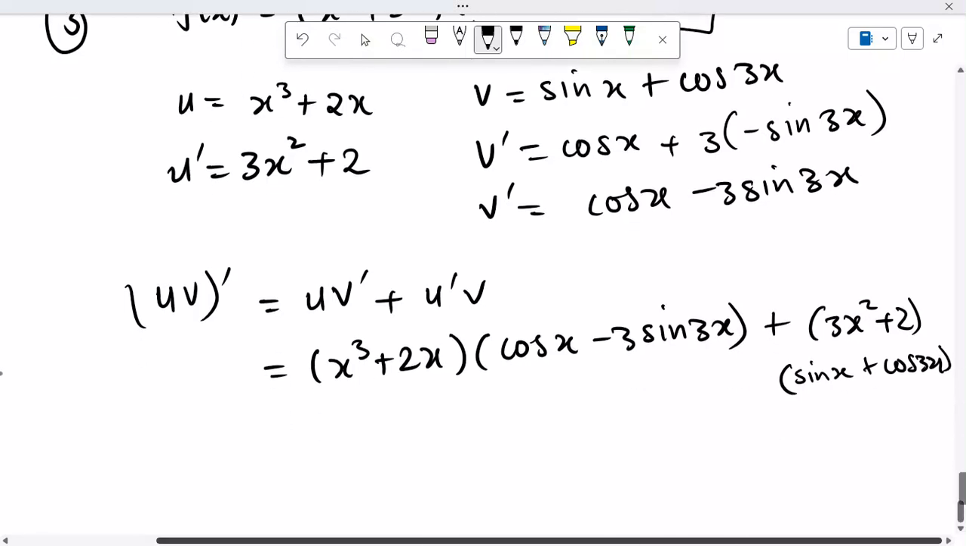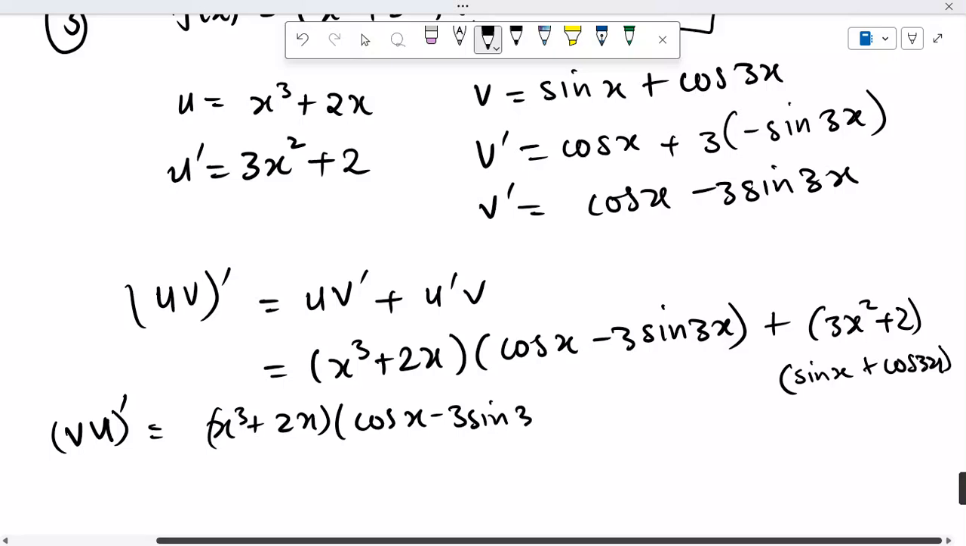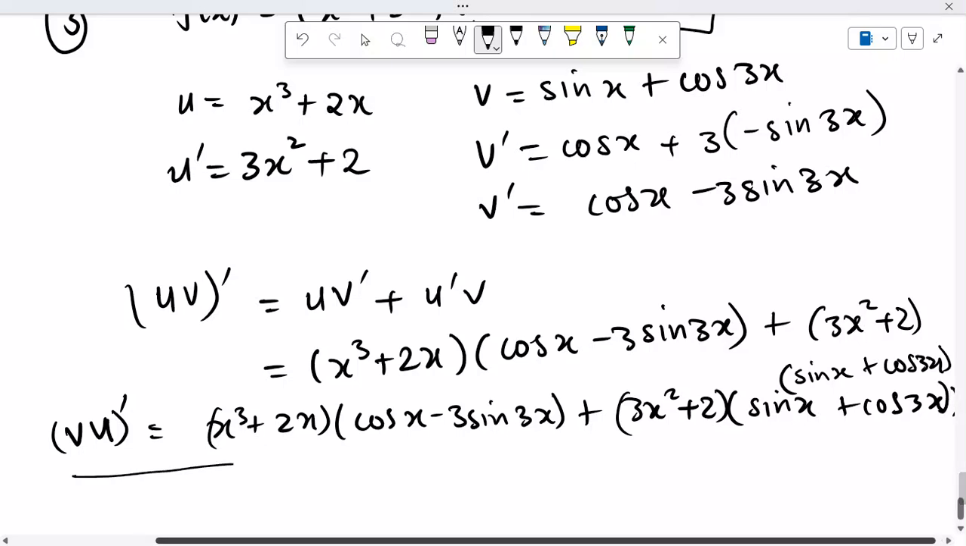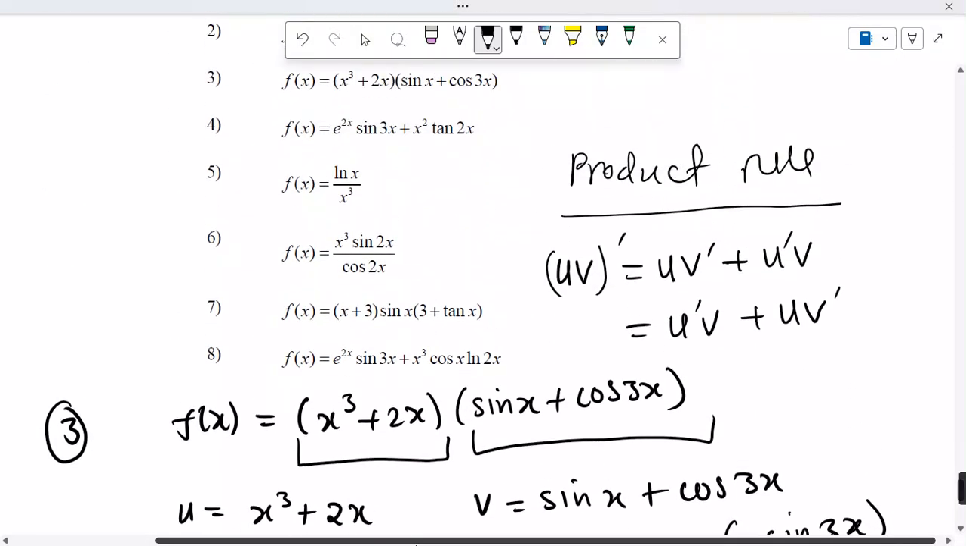Okay, so let me write it. I think I have more room here. uv prime equal to, we just rewrite x to the power 3 plus 2x, times cos x minus 3 sine 3x, plus 3x squared plus 2, times sine x plus cos 3x. Okay, so this is your answer. All right, so let's go to 4.